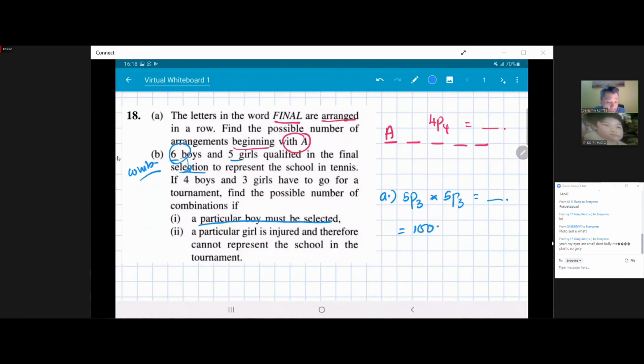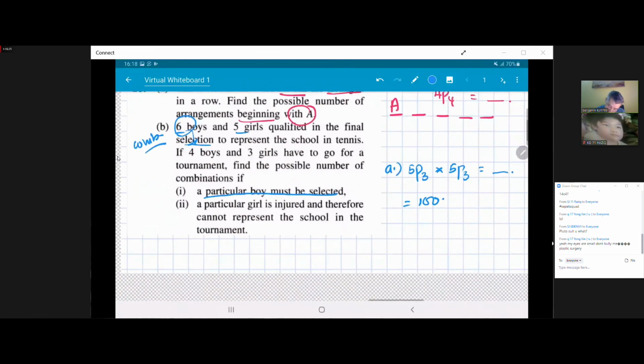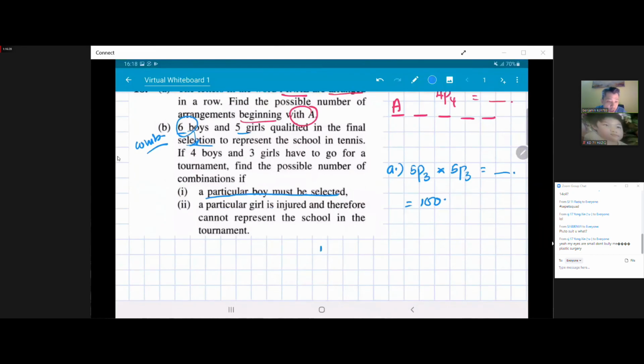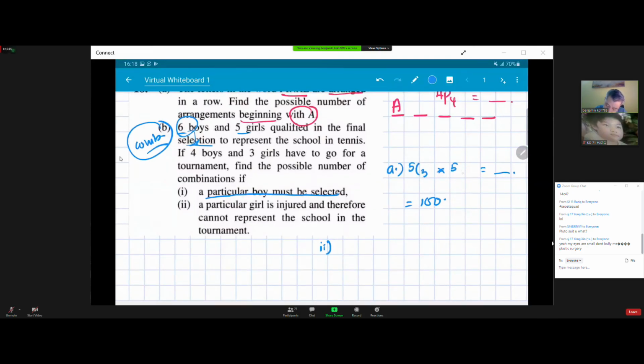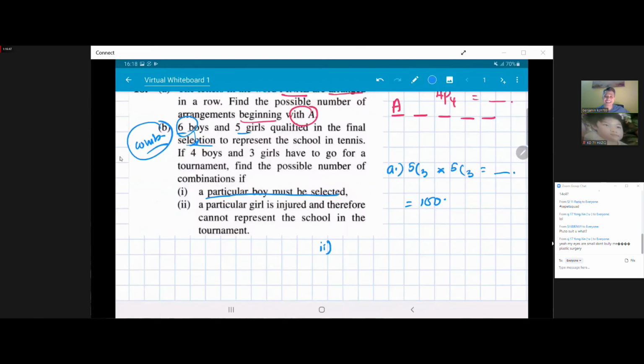Okay, the B part 2. Now for part 2 here, it says a particular girl is injured. Why P, not C? Well, sorry, what am I doing? It's combination, right? It's C. Sorry, my bad. 5C3, 5C3. You're right. It's C. I'm trying to rush this now because I want to finish up. It's almost time. I already went over time, but just give me a few minutes to finish this part here. I didn't realize that it's combination, not permutation. I wrote here combination, but I wrote P.